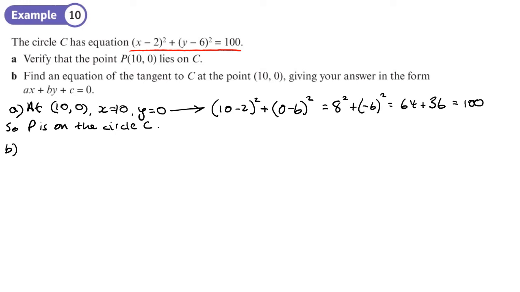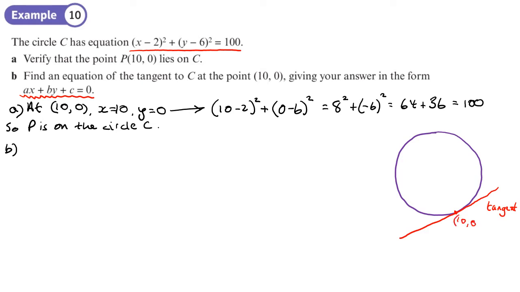Part B. Find an equation for the tangent to C at that point, giving your answer in the form. So it's the equation of a straight line, and they told us they wanted it in that form. So before I go any further, I'm going to draw a sketch of this circle. It just helps me in my mind visualize what's going on. Let's do a better circle than that. There we go. So there's my circle. This point P lies on C, so we've got a point P. Let's do it down here. And we want to find the equation of this line here, this tangent, and this point here is 10, 0.